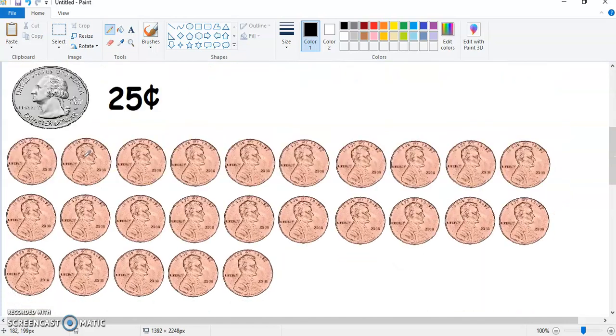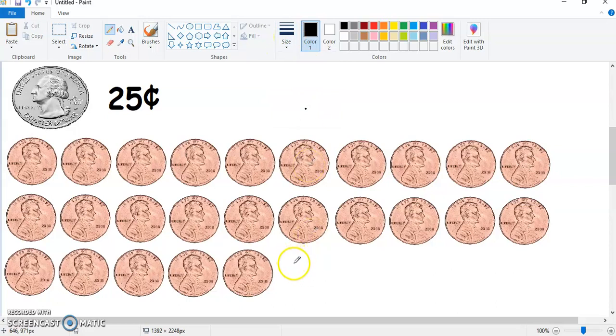Okay. A quarter is worth 25 pennies. So let's count to see how many pennies we have. 1, 2, 3, 4, 5, 6, 7, 8, 9, 10, 11, 12, 13, 14, 15, 16, 17, 18, 19, 20, 21, 22, 23, 24, 25.